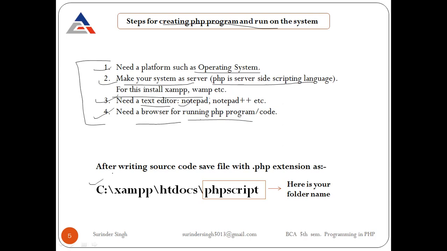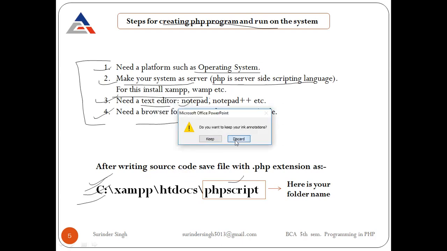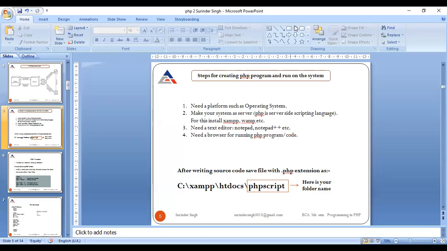And here I give the path of the folder like this. This is the path where you have to save your PHP file. Clear? In the last practical class, I showed you how to download Xampp server. Now I will show you how to download Xampp server.